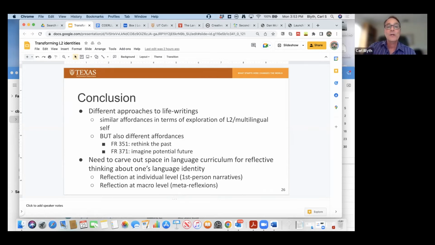So basically, we want to encourage other people, when they're thinking about the curriculum, to carve out more space for this kind of reflective thinking about one's own language identity, but also the impact then of studying languages and cultures on their identity. It has helped our students in two ways. It helped them reflect about themselves as individuals, through their first person narratives, but also kind of thinking more largely, this meta reflection about what is the universal arc of language learning? What does it feel like?